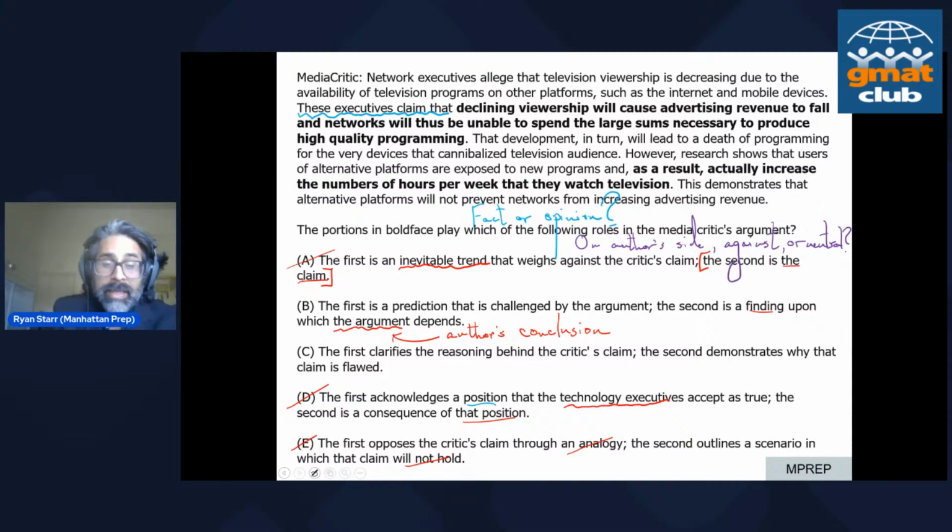And the second is then a finding, right? It's something shown by research. It is a finding, and it is a finding upon which the argument depends because it is leading into that conclusion. You know that, if from nothing else, from the keywords: this demonstrates that, boom, conclusion. This refers to what the author just said, and the author is making it explicit that what the author just said demonstrates the author's conclusion. So B is looking pretty good.